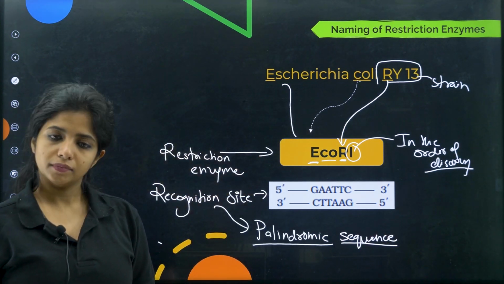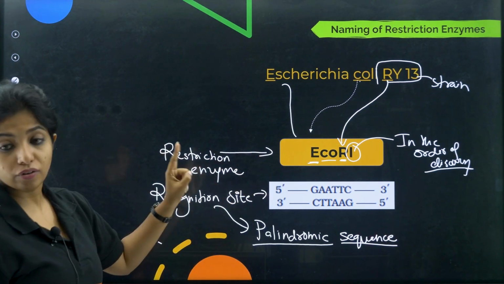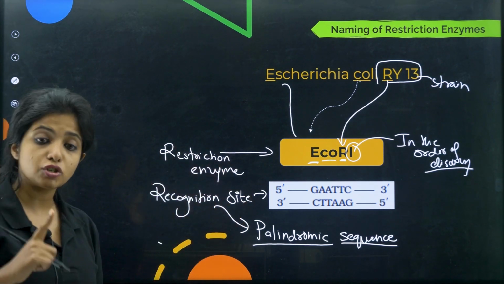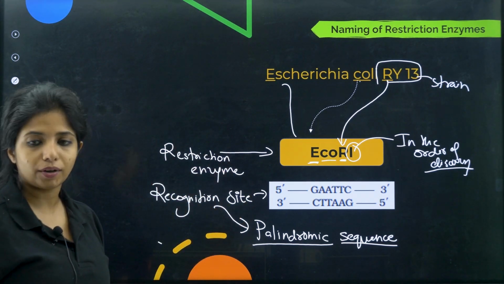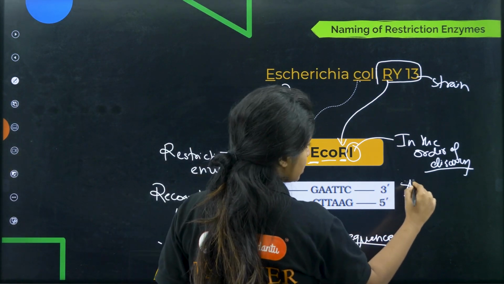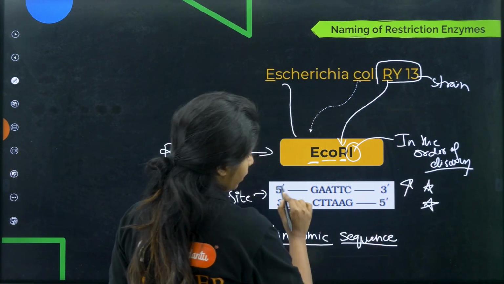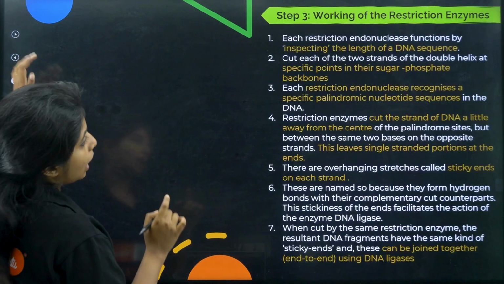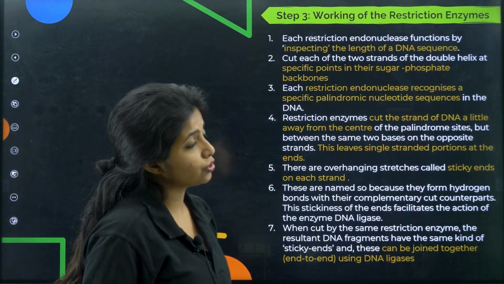Please remember the sequence of EcoRI. This is very, very important. I am writing it 10,000 times. They have asked for the correct sequence, so 5' to 3', G is on the 5' side. Please remember that. Now, going ahead, the working of the restriction enzymes.